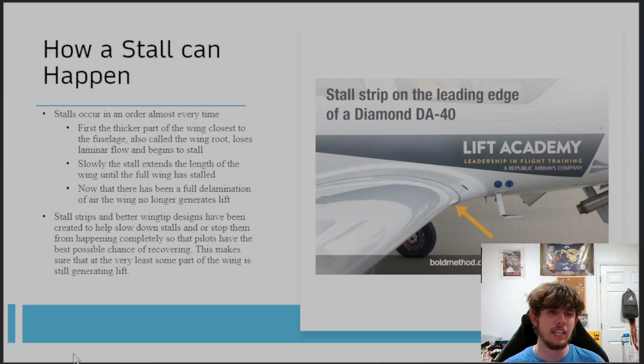These help keep airflow attached to the top of the wing, and also reduce induced drag at the tip of the wing, helping the wing generate as much lift for as long as possible before a stall fully takes place. It's easier to recover from a stall if at least one part of the wing is constantly generating lift, a constant source of lift.